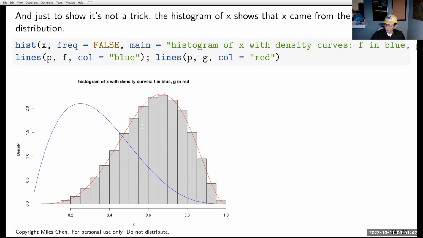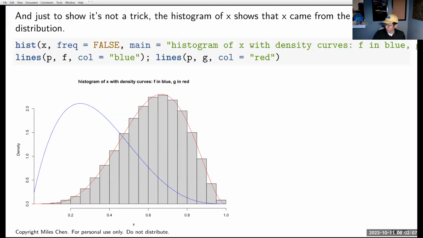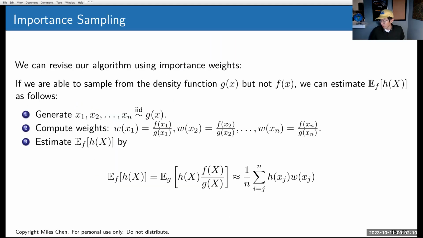Well, we just plug our values into the function anyway, and then we weight each of the values differently. We say these values appear too frequently, so we weight them less. These values in my sample don't appear often enough, so I need to weight them more heavily. And that's what we do, and we get an approximate answer. That's importance sampling.